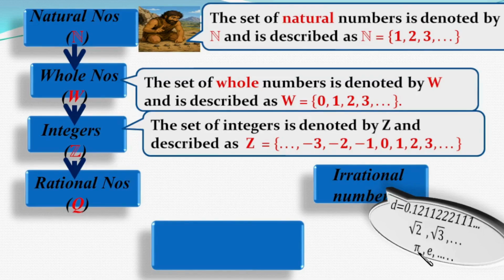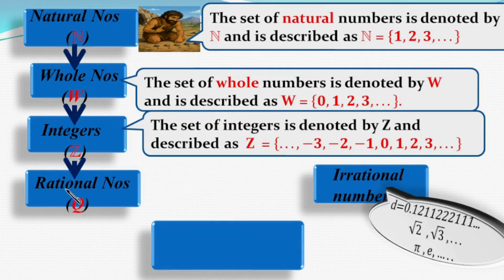In the area of a circle and the circumference of a circle, we have the important number pi, which is neither terminating nor repeating decimal. E is also an irrational number. So these are good examples of irrational numbers.